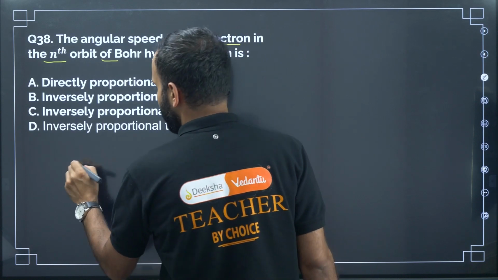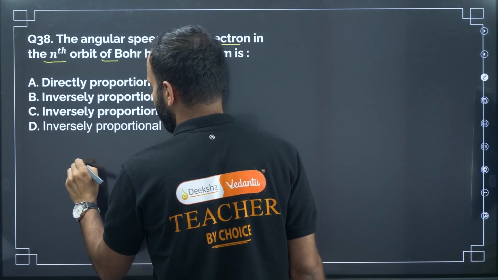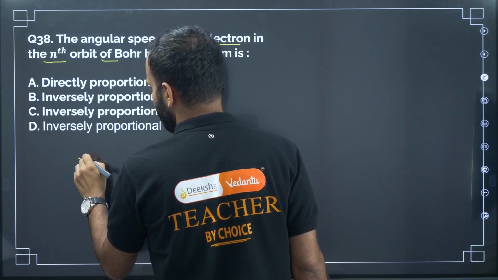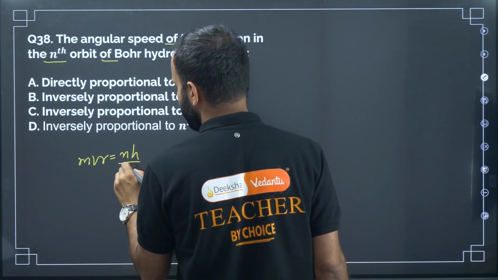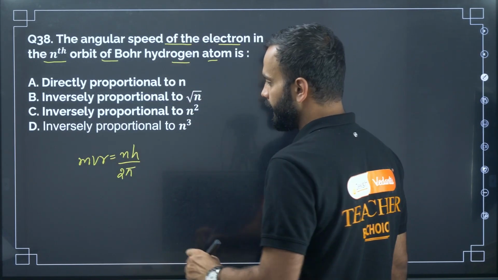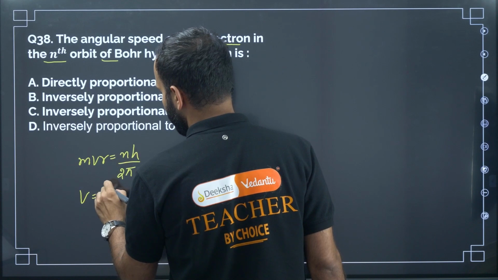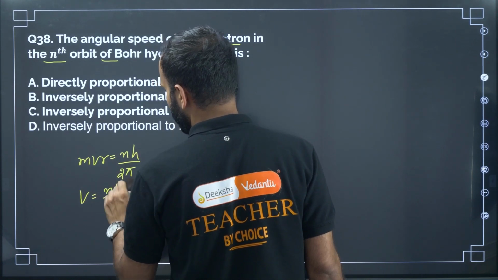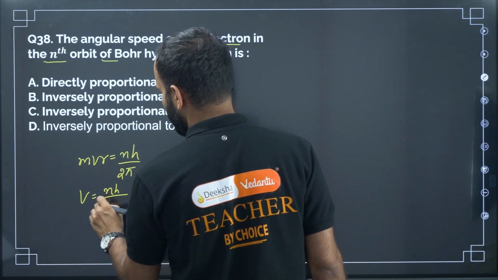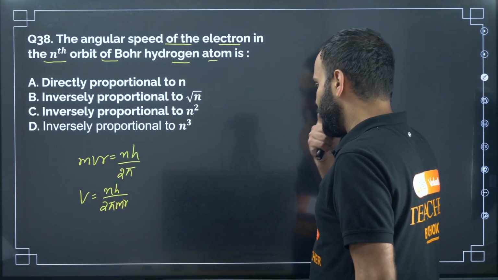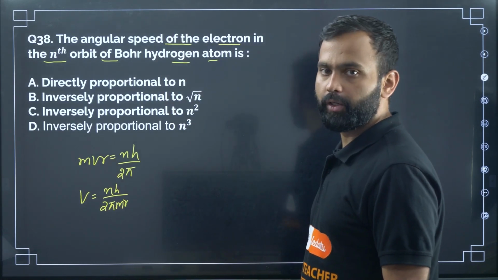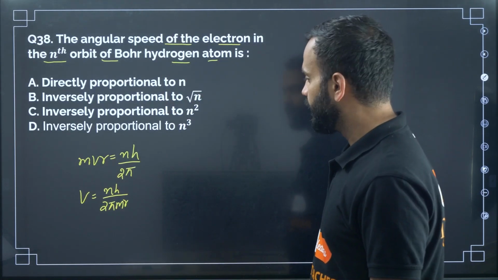hydrogen like atom, right? Angular momentum of the electron is mvr, which is equal to nh by 2 pi. So now v equal to nh divided by 2 pi into m into r, right? Now we have the velocity of the electron or speed of the electron in the nth orbit, right?